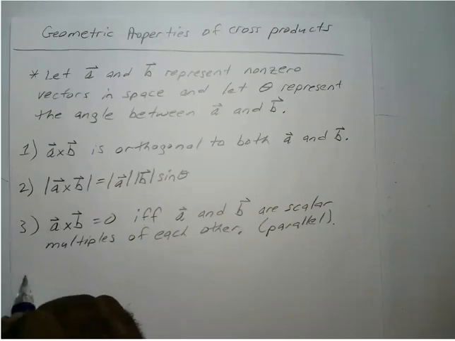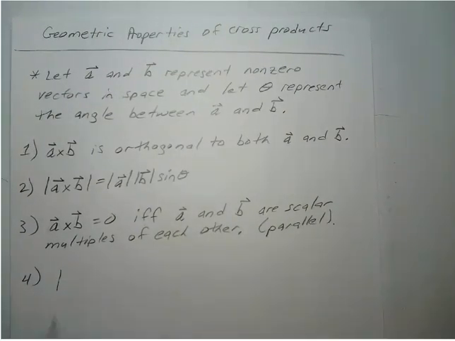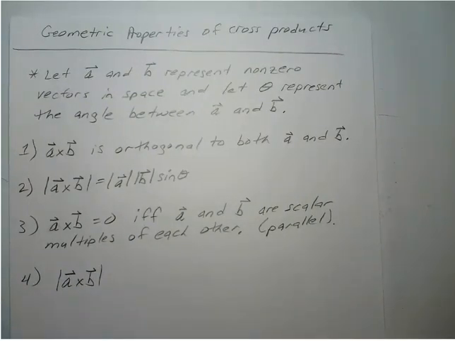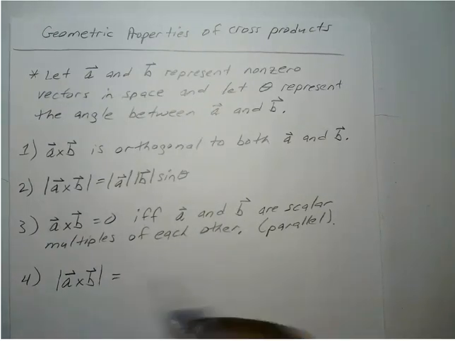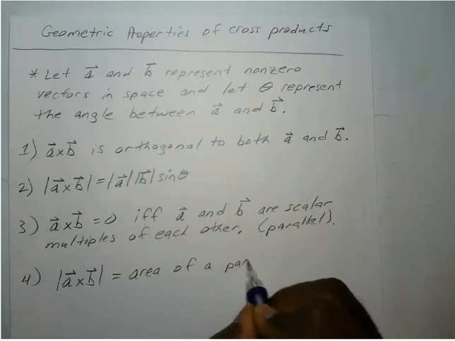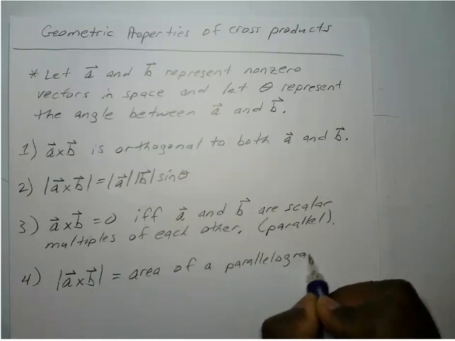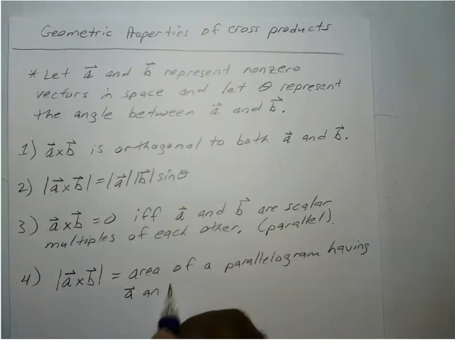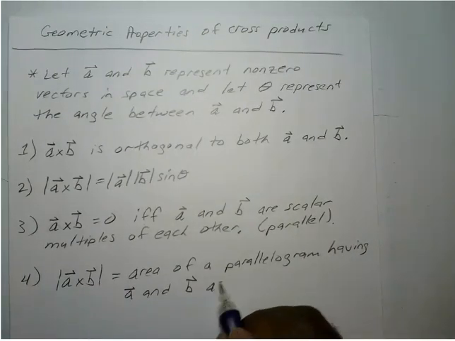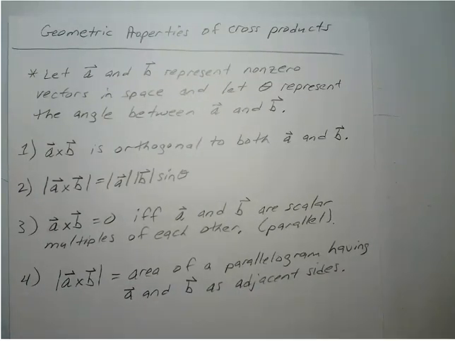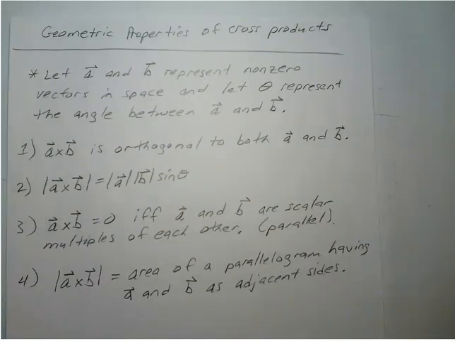And our fourth property: the magnitude of the cross product of A and B is actually equal to the area of a parallelogram having A and B as adjacent sides. All right, so those are the four properties we will be going over in this video.